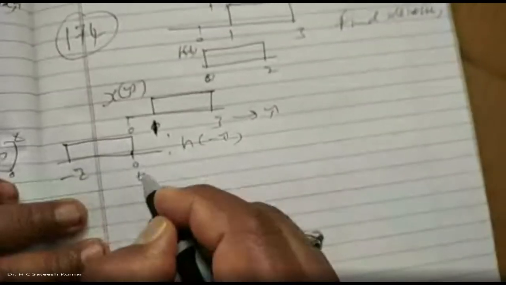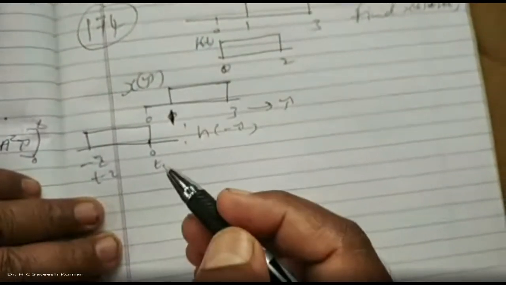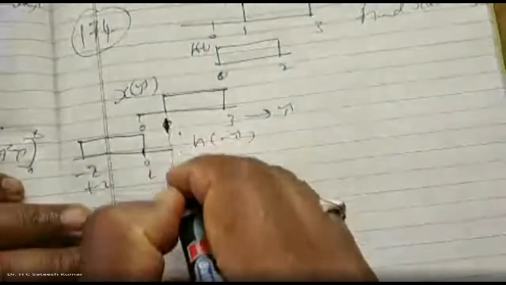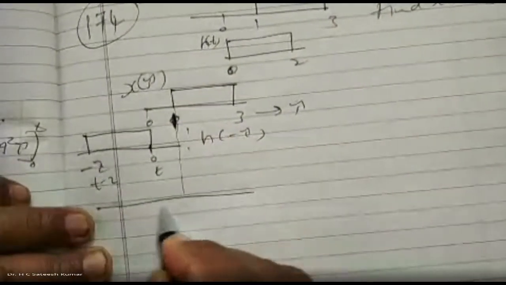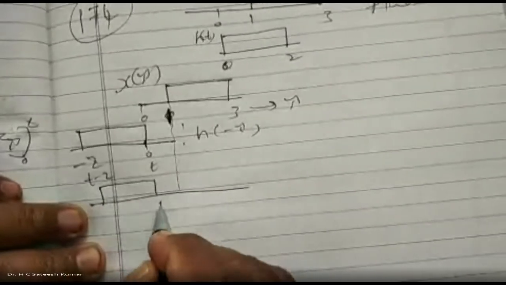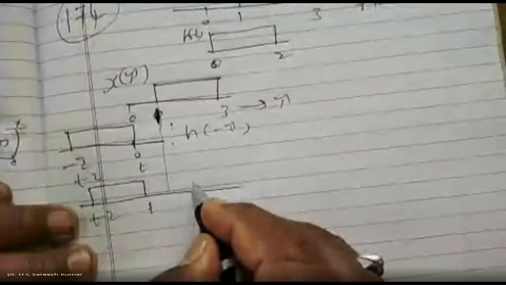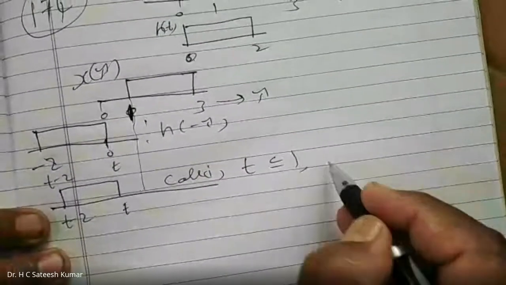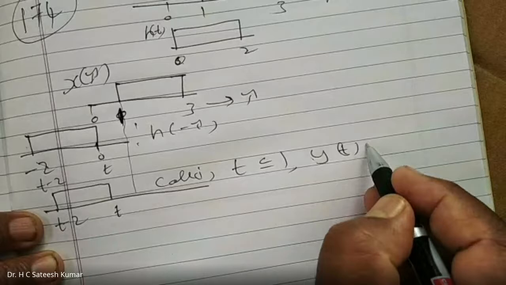So the 0th value is at t, and this is t minus 2. As long as this is t minus 2, case 1: t is less than or equal to 1, y of t is equal to 0.